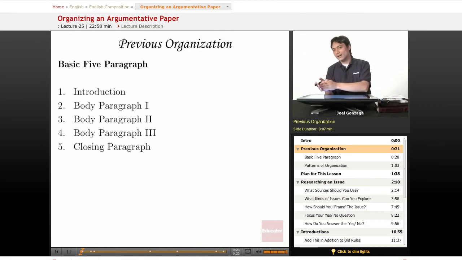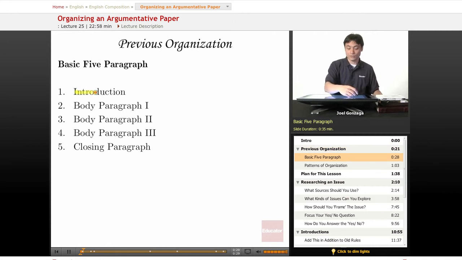Let's think back to previous patterns of organization. Well, the basic 5-paragraph one is you've got your introduction, your body paragraph, your body paragraph, your body paragraph, 1, 2, 3, and then that closing paragraph. I used to call that the conclusion, but to avoid confusion, I'm going to call that the closing paragraph. Because remember, for writing an argumentative paper, our conclusion is something different than something we put in the paragraph.